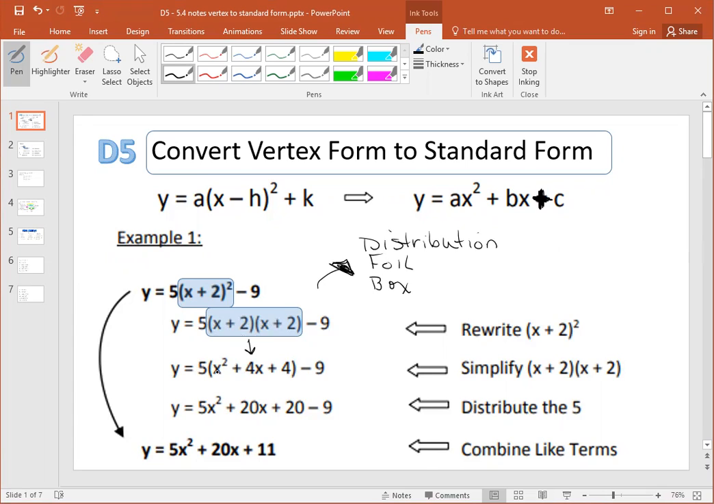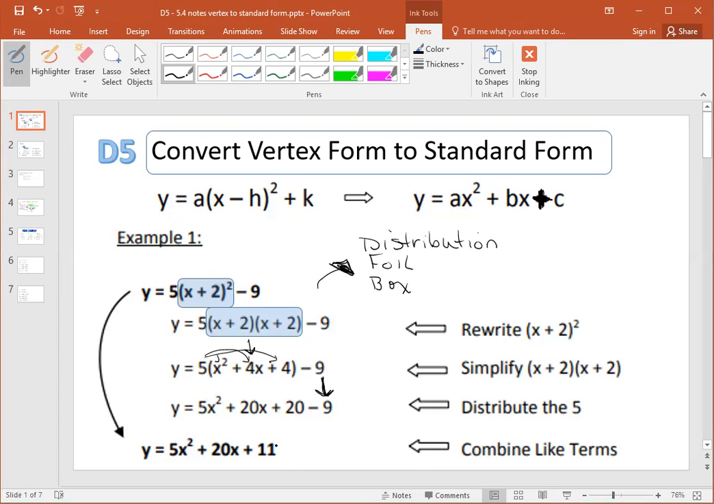Now we need to distribute the 5. So we're going to take our 5 and distribute it to each of the terms inside of the parentheses. That gives us 5x squared, 5 times 4 is 20x, and 5 times another 4 is positive 20. We still have this minus 9 that has to be brought down here so that we can now combine these like terms. So we have the 5x squared, the 20x, and then 20 minus 9 is positive 11.